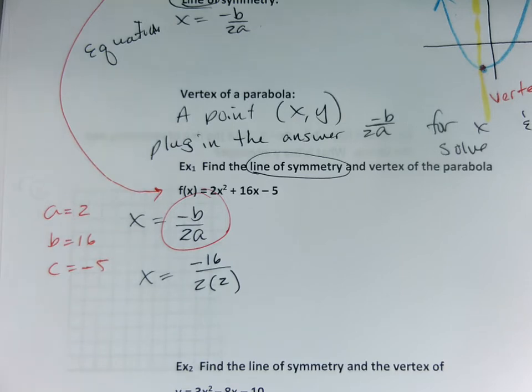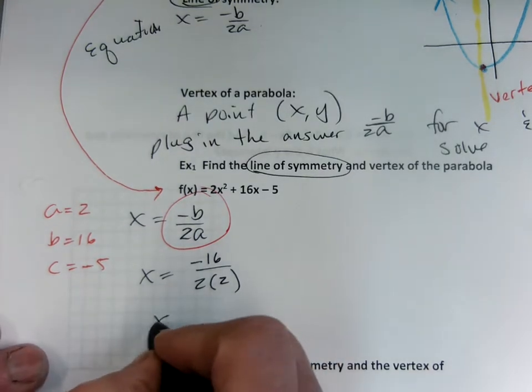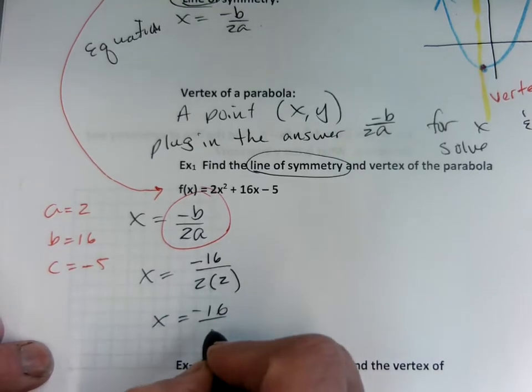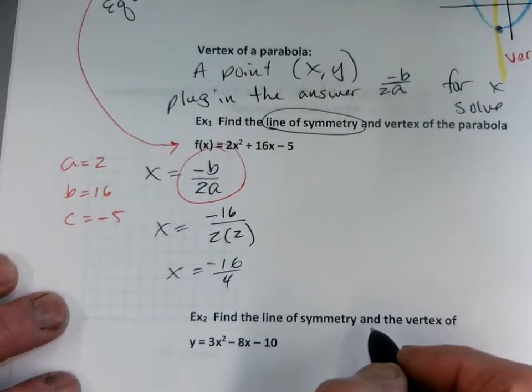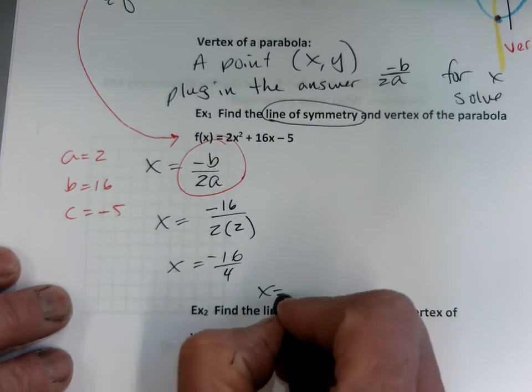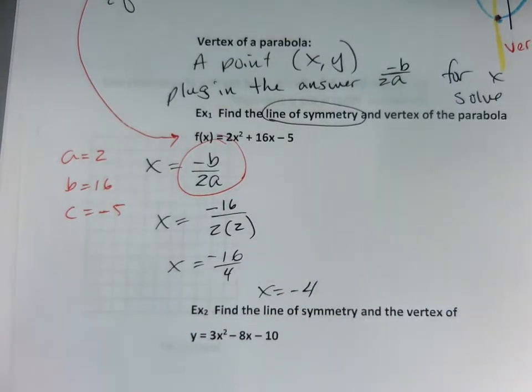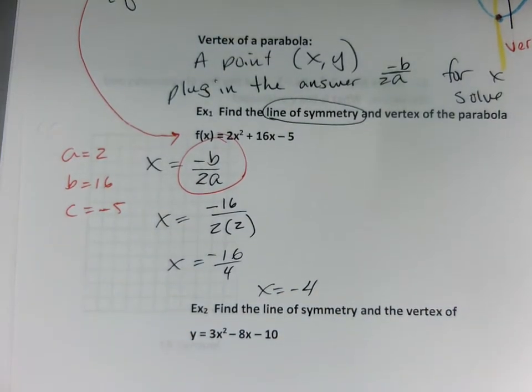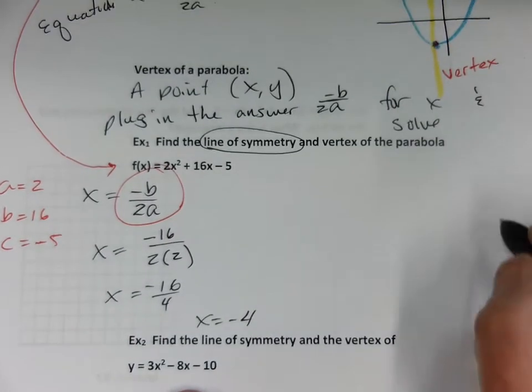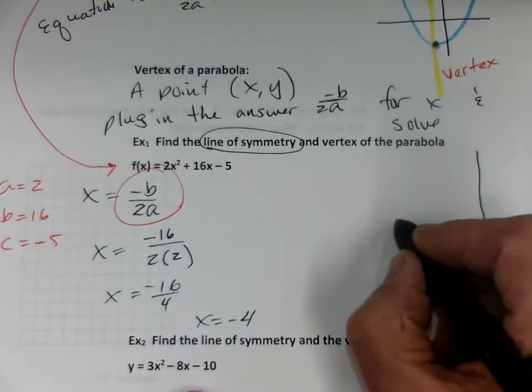Well, I'm just going to simplify that. That's just -16 divided by 4, right? Which is -4. That's my line of symmetry. Okay? You don't have to graph this, but I'm going to show you a picture anyway because I want you to see what we've got.